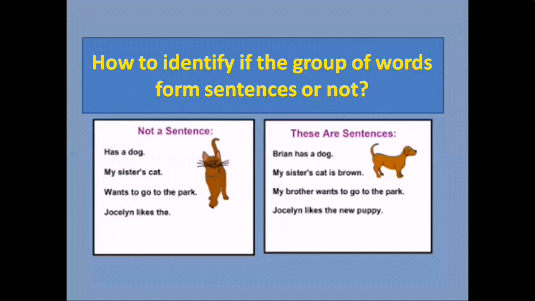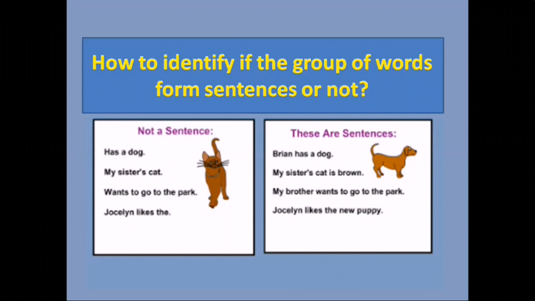Now let us see how to identify if the group of words form sentences or not. Just see the first column: has a dog. My sister's cat wants to go to the park. Jocelyn likes the. In all these lines, you can see that it isn't giving a complete meaning. Thus, it cannot be a sentence.